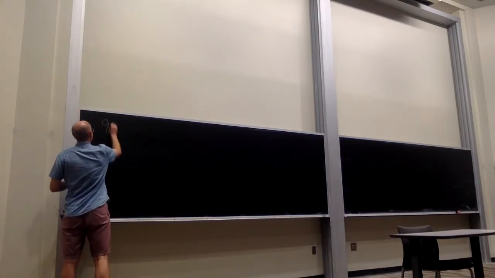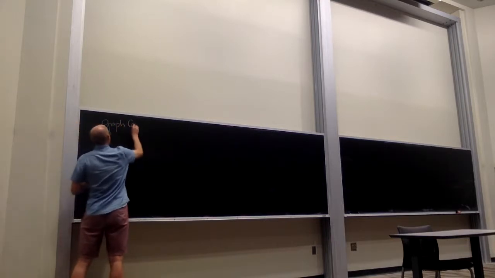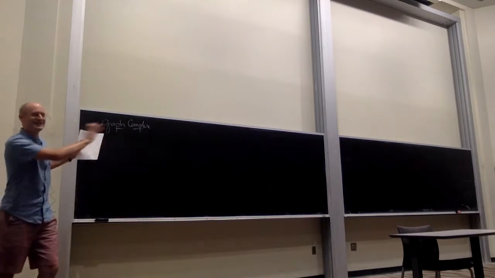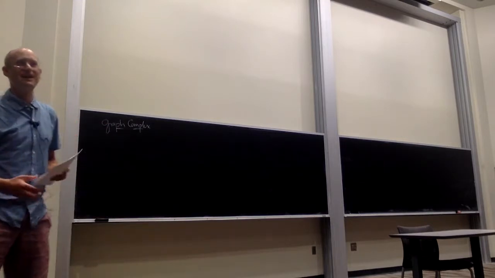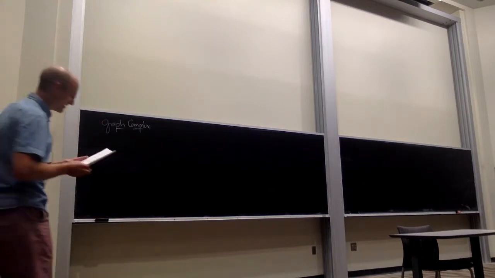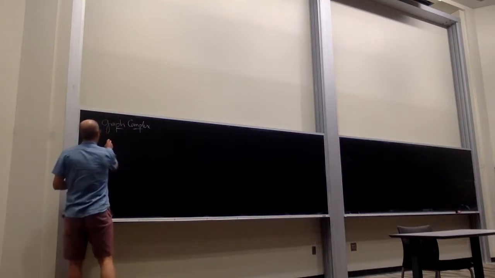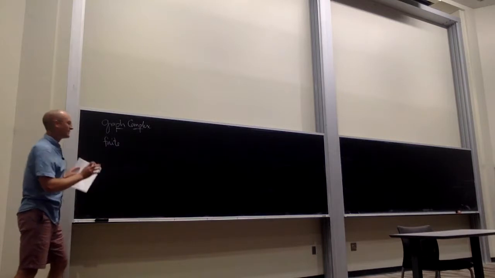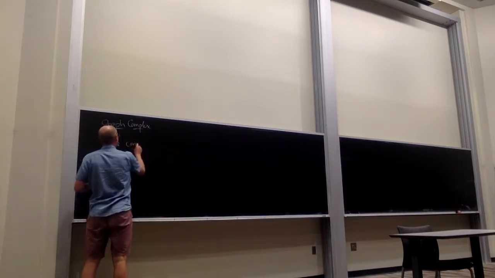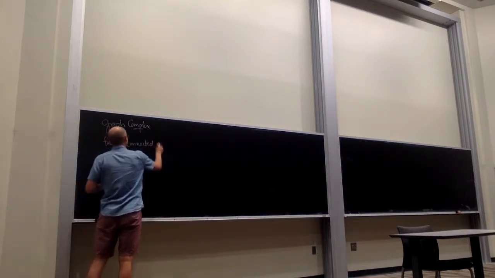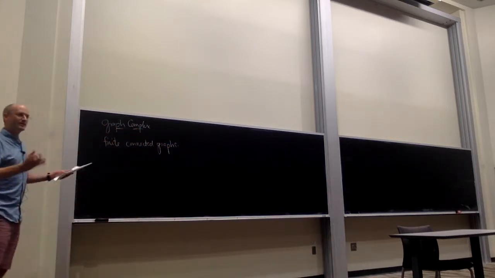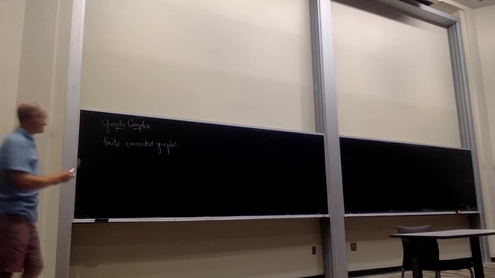So the object is called the graph complex. And it comes in, you know, like ice cream, it comes in different flavors. And I'm just going to give you one flavor. So what are the graphs? People mean many different things by graph, but we're going to talk about finite connected graphs. So they're very elementary and combinatorial. They have some vertices and they have some edges.